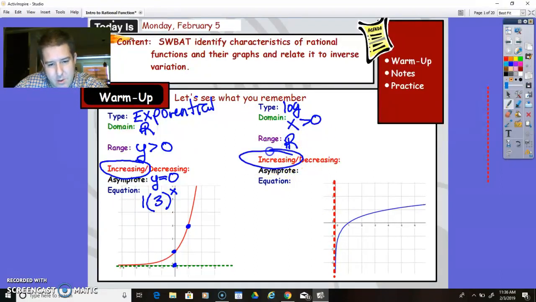This one is also increasing. It has an asymptote of x equals 0 because it has a vertical line. And the equation for this, where is it 1 away? So then you find the next one. So this is log base 4 of x. Sorry for the lag, my pen was not writing. There we go. So log base 4 of x.